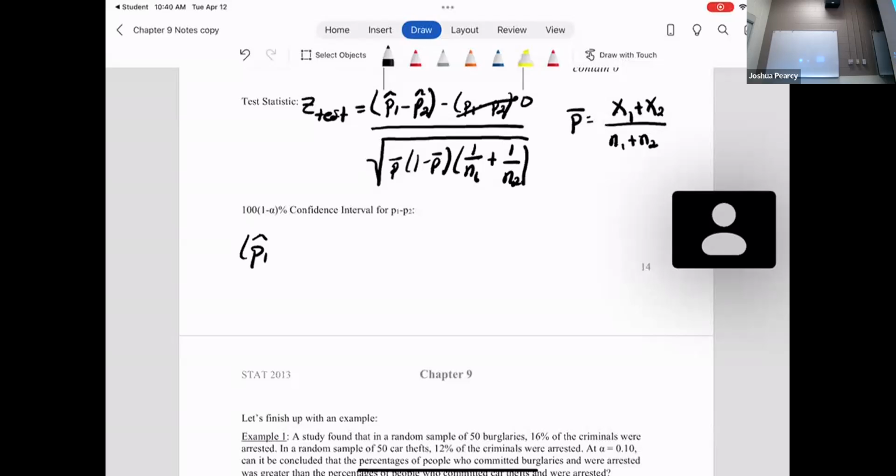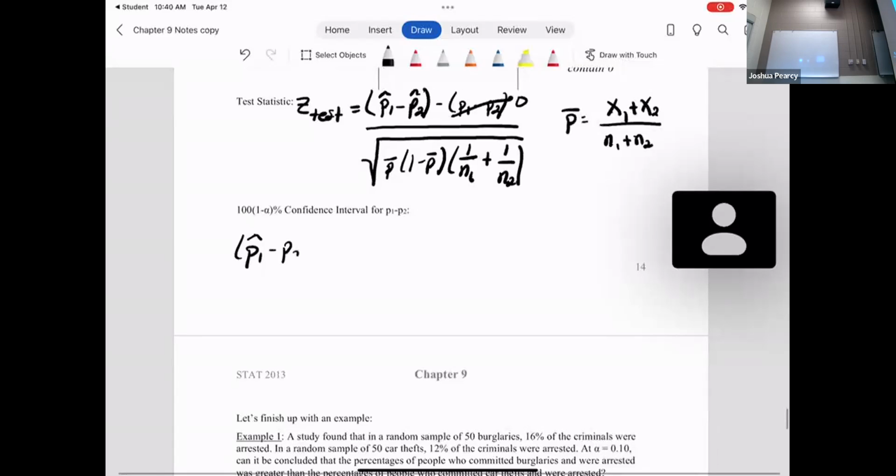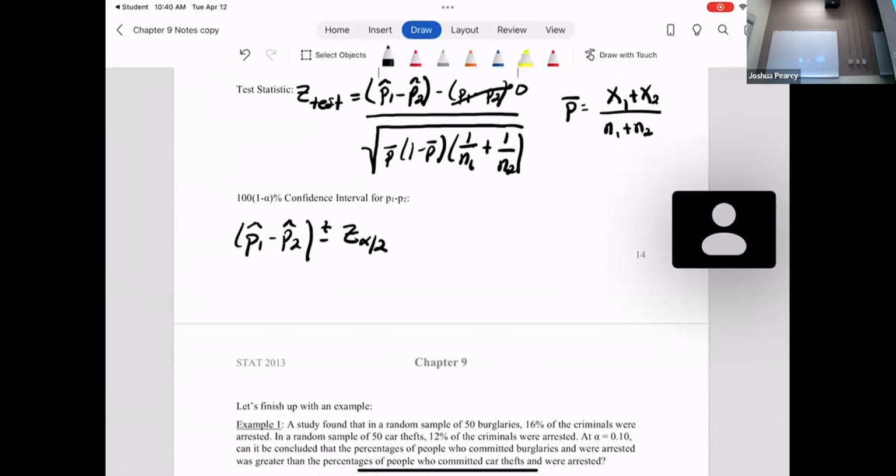P1 hat minus P2 hat. So that's the point estimate of the difference between the two population proportions, plus or minus. We're still going to use a critical Z value. Something else that I noticed on the bonus: whenever you do a one-tailed test, what is the subscript of the critical value? Yeah, alpha, not alpha over 2. If you're doing a two-tailed test, it'd be alpha over 2 because the area is being distributed into two tails. If you're doing a one-tailed test, it's just alpha. Then times the corresponding standard error.